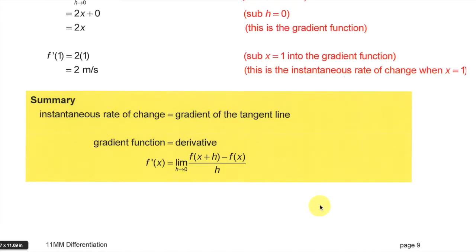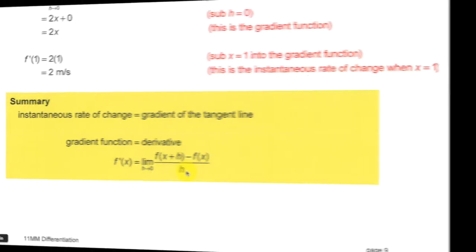Overall, this is what we're dealing with. Instantaneous rate of change is equal to the gradient of the tangent line. The gradient function is a derivative. We call it the derivative, written like so. So this derivative is equal to the limit as h approaches 0 of that expression there, f of x plus h minus f of x all over h.